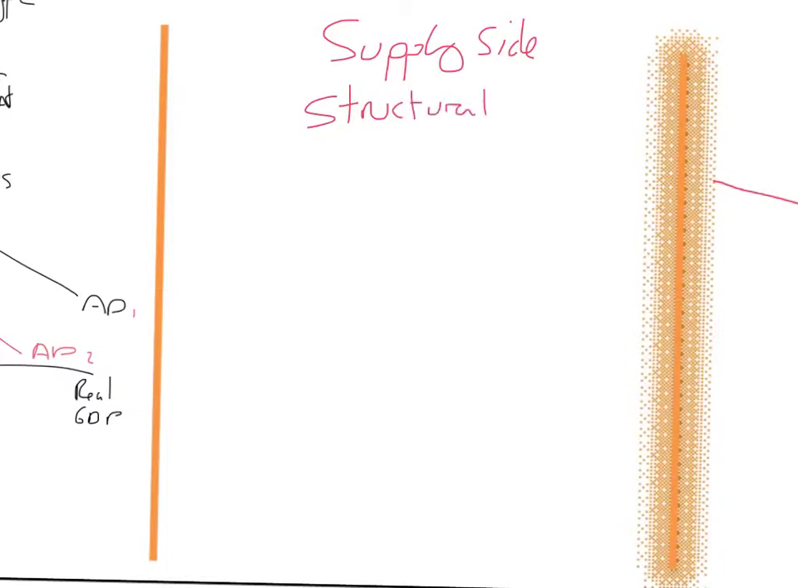I'm going to go back to black ink. So the key thing with structural is, yes, there are jobs in the economy, but the problem is either workers are in the wrong place or they've got the wrong skills. So a key part of the definition is there is a mismatch.